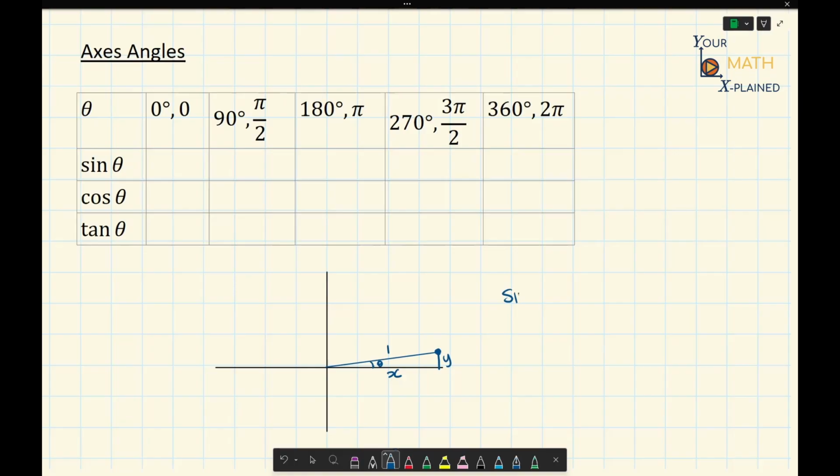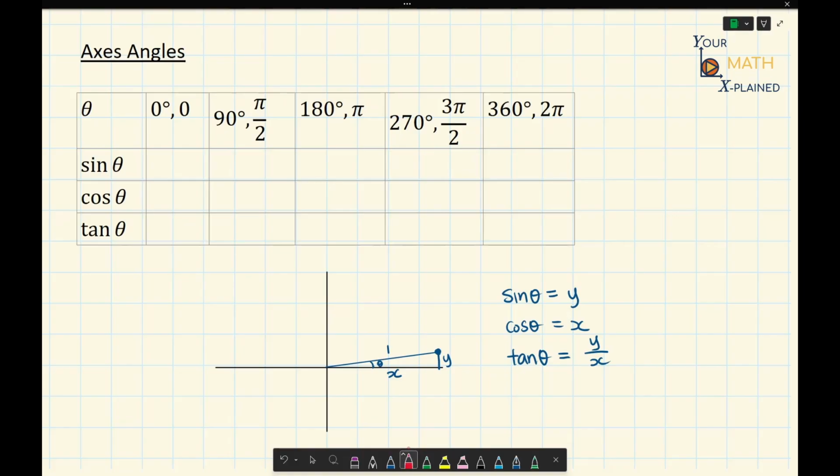So now sine theta is equal to opposite over hypotenuse. So that's going to be y over 1, which is just y. And our cosine theta is going to be adjacent over hypotenuse. So that'll be x over 1, which is just x. And then our tangent theta is going to be opposite over adjacent, which will be y over x.